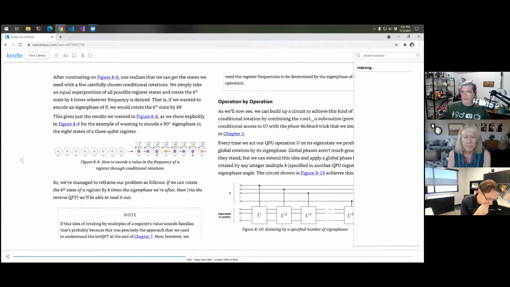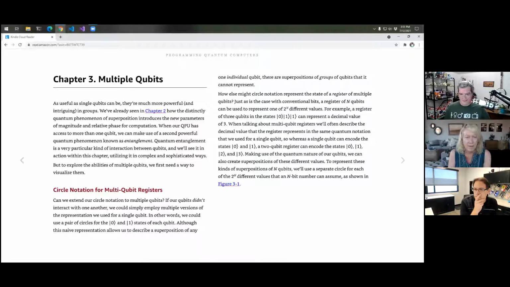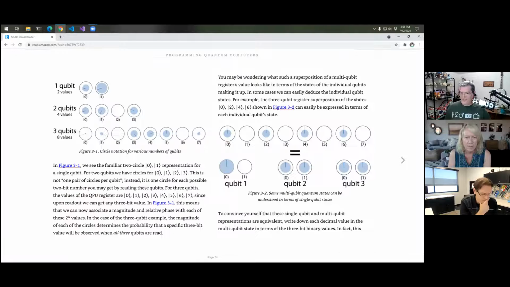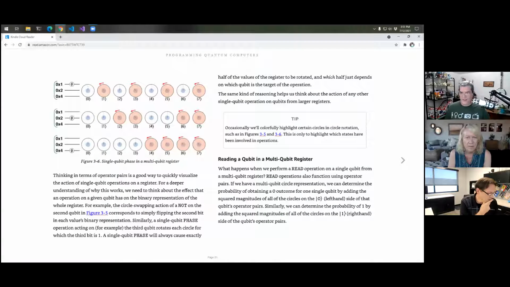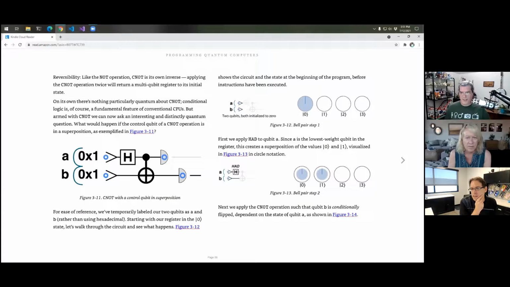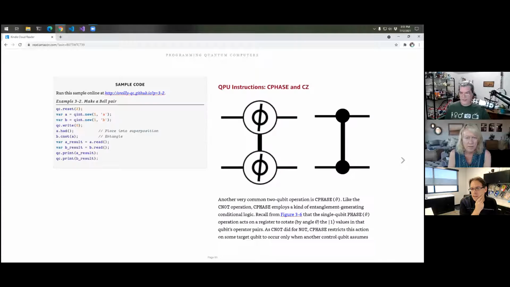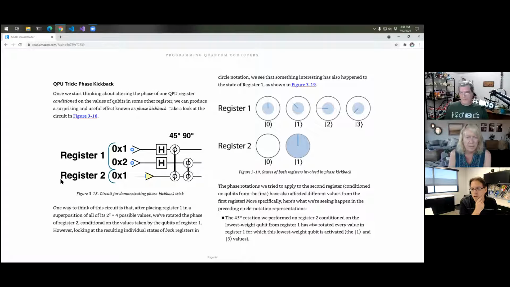Well, there's that link too, right there where it says chapter 3. Yeah. Although I don't know how far into chapter 3 it is. There was a diagram and there was a heading that said phase. When you get QPU instructions, C phase and CC. Oh, okay, there we go. Yeah, it was related to the C phase. Okay, yeah. So, phase kickback. Okay.